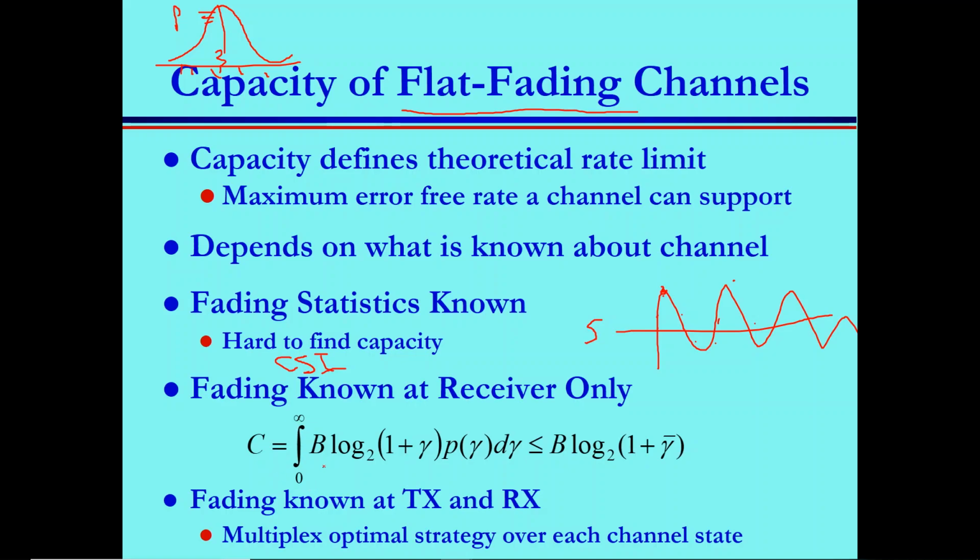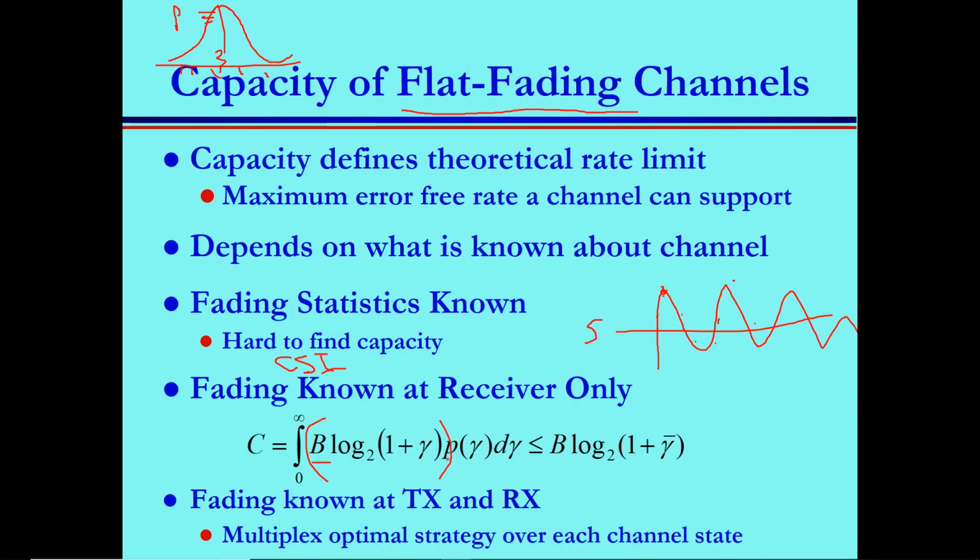So in that case, you have the bandwidth multiplied by log 2 1 plus gamma. This up until here, it's additive white Gaussian noise capacity. And then you multiply it by the distribution of the instantaneous signal to noise ratio.